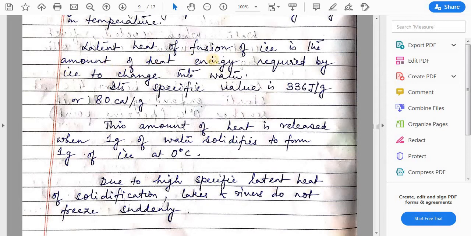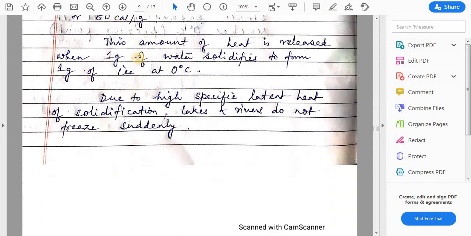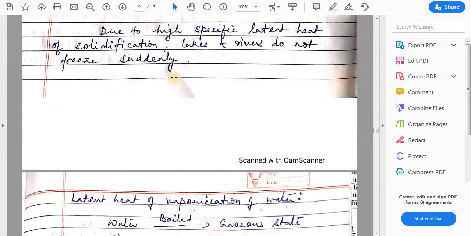So latent heat of fusion of ice is the amount of heat energy required by the ice to change into water. The specific value is 336 joule per gram or 80 calorie per gram. You have to remember these values. This amount of heat is released when 1 gram of water solidifies to form 1 gram of ice at 0 degrees Celsius. Due to high specific latent heat of solidification, lakes and rivers do not freeze suddenly.